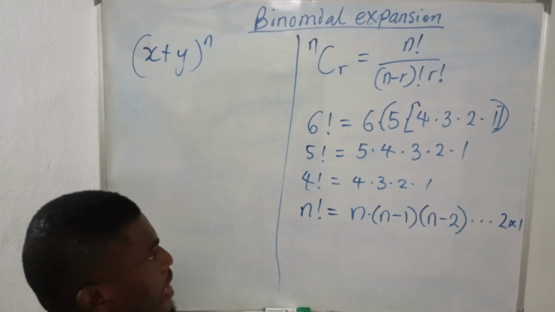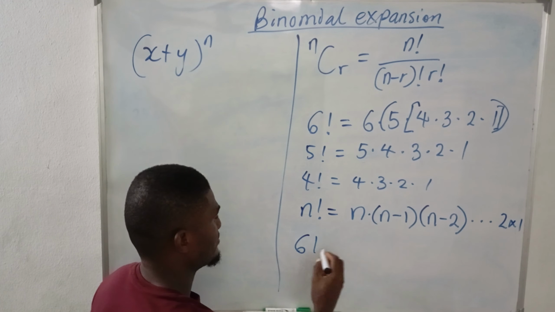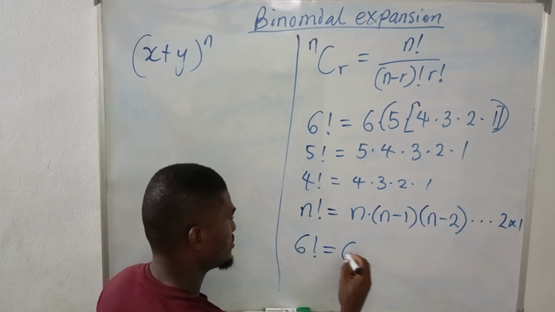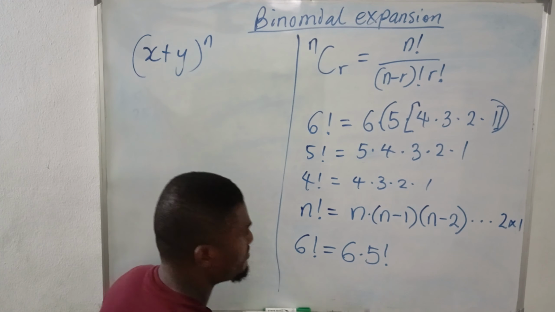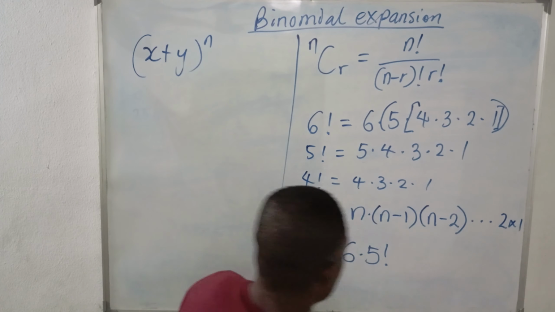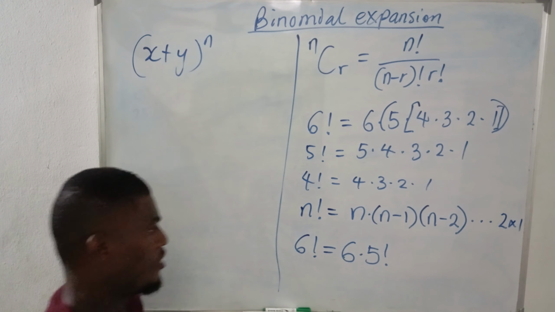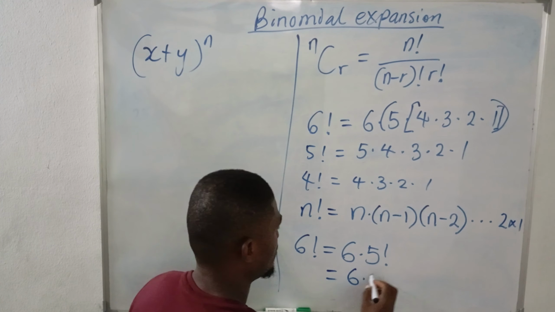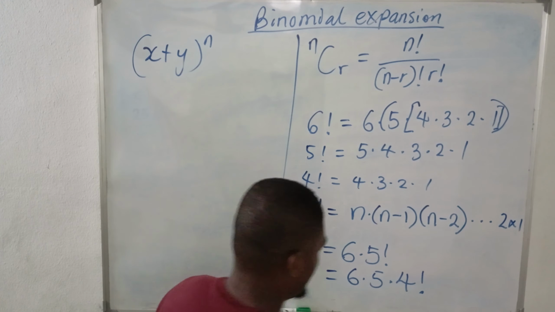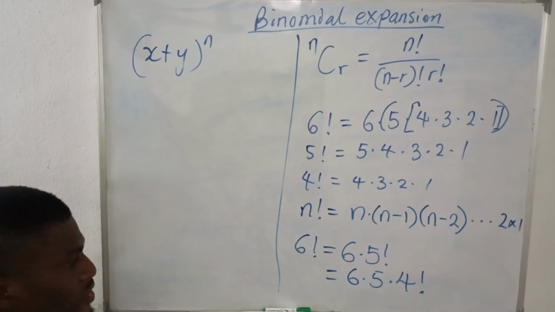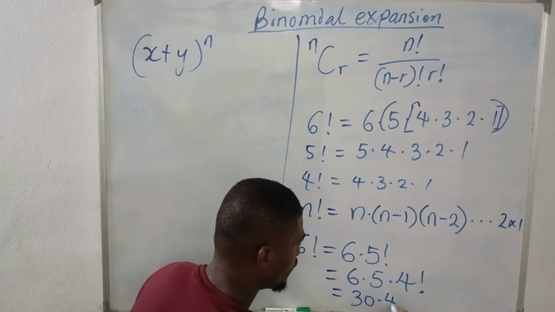Okay? Now, what it means now is that I can decide to write 6 factorial as 6 multiplied to 5 factorial, because this 5 factorial means 5, 4, 3, 2, 1, which still completes your 6 factorial. Okay? Or I can decide to say 6 multiplied to 5 multiplied to 4 factorial. Okay? Which in this case, we're going to write as 30 times 4 factorial.